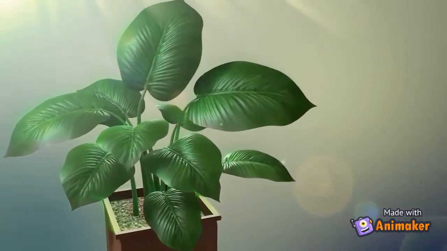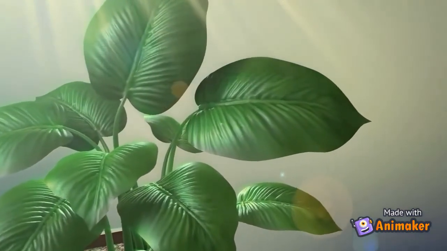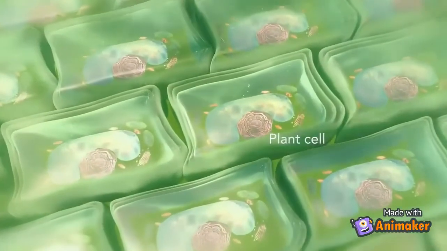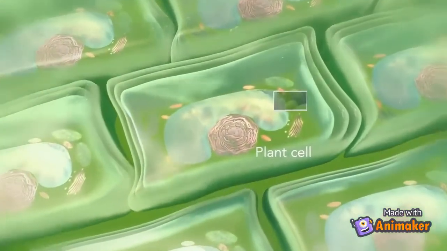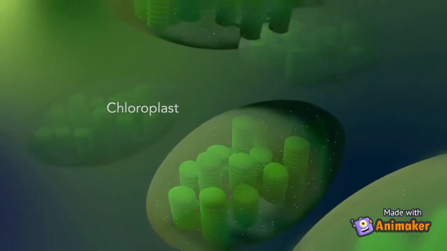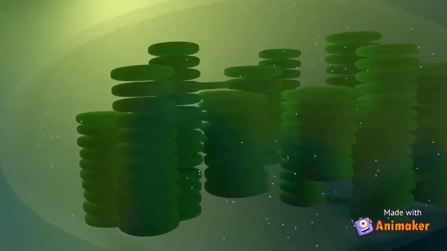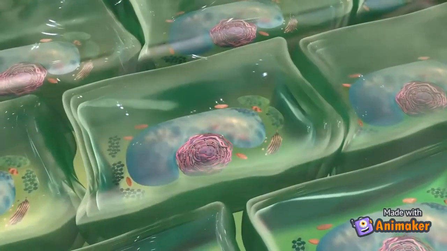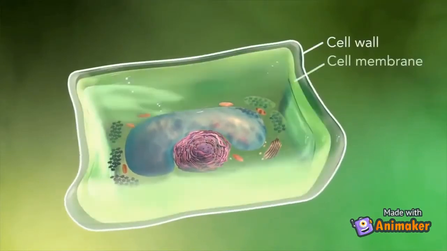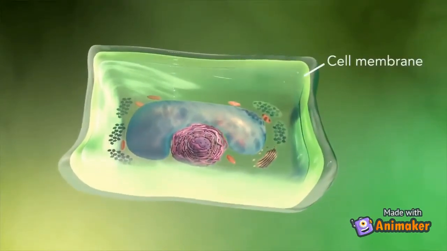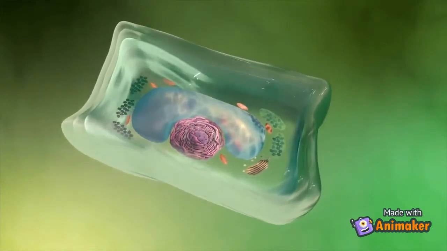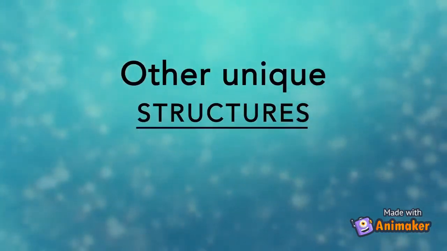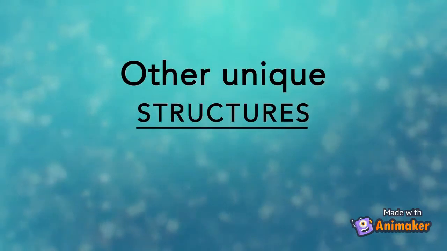Some organisms, such as plants, that are photoautotrophic, meaning they capture sunlight for energy, have cells with an organelle called a chloroplast. The chloroplast is where photosynthesis happens. It's green because it has a green pigment called chlorophyll. Plant cells also have a cell wall outside of their cell membranes that shape, support, and protect the plant cell. Animal cells never have a cell wall. There are many other unique structures that only some cells have. Here are just a few.